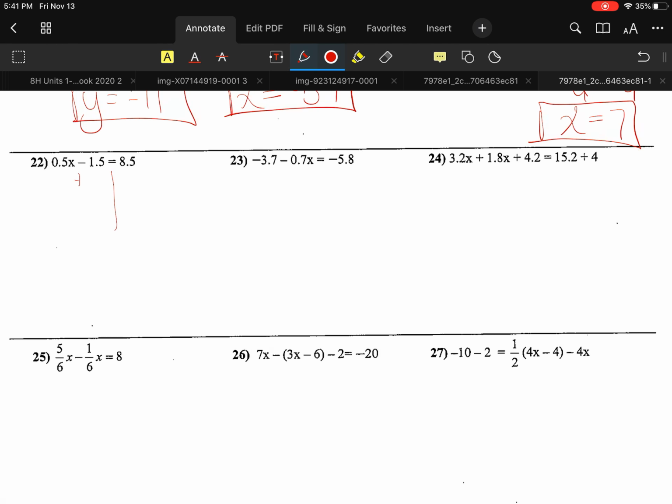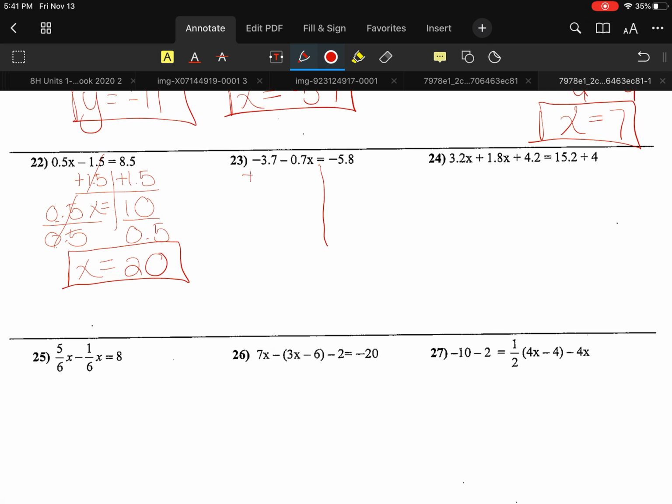Number 22. Okay, I'm going to draw my wall. There's nothing to combine together, so I'm going to add 1.5, bring it over to the 8.5. 0.5x equals 10. Then divide by 0.5. X is equal to, I just want to double check before I say it out loud, 20.